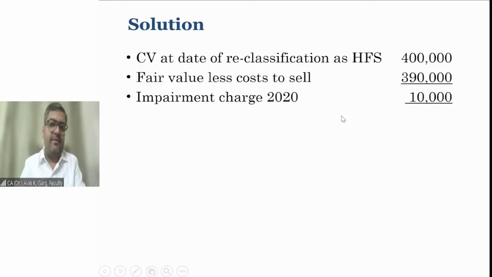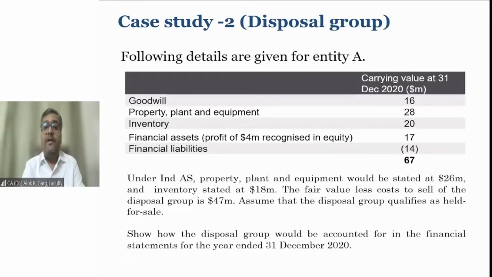Let's move on further. So friends, we have covered individual non-current asset held for sale, accounting part, right? Now friends, we are shifting to disposal group. Disposal group means group of assets held for sale.